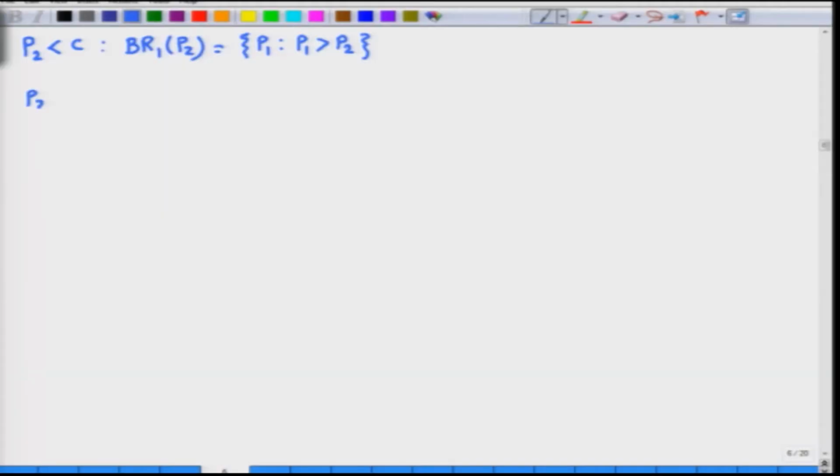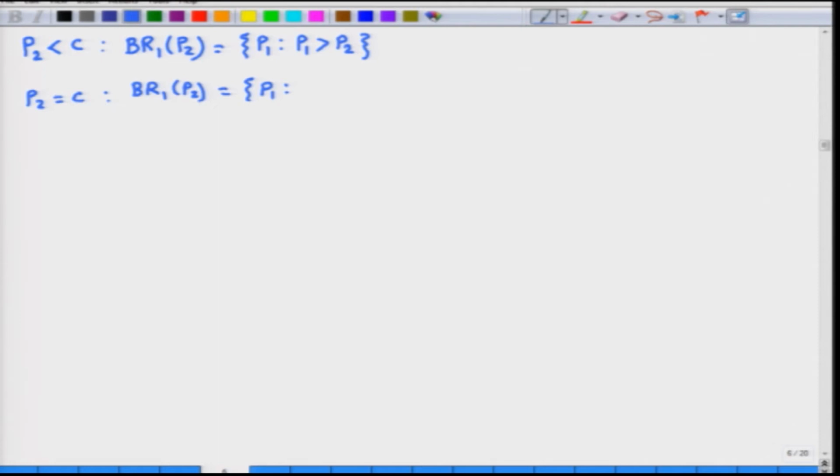When P2 is exactly equal to C, what is the best response for firm 1? Well, the best response for firm 1 is the set of price P1. Now, if I set a price P1 which is also equal to C, then we both split the market and my profit is going to be 0. If I charge a price which is larger than C, no consumer is going to come to me, so I do not sell anything, again my profit is going to be 0.